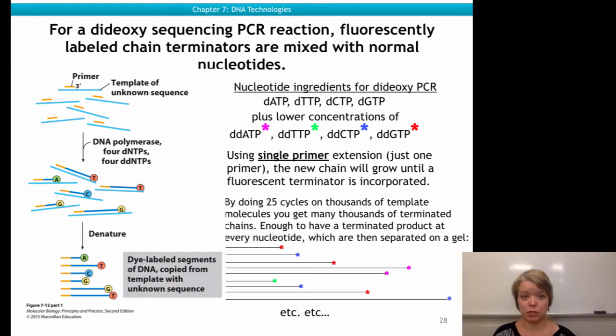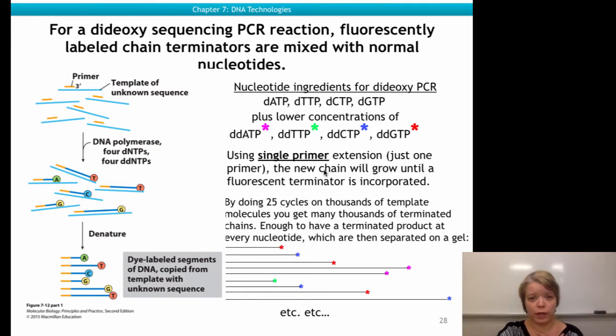Now, this can be used because you can make these dideoxy ATPs, TTPs, and so forth, and you can attach fluorescent molecules to them. Usually they're attached right next to the base. And they actually come in four different colors.